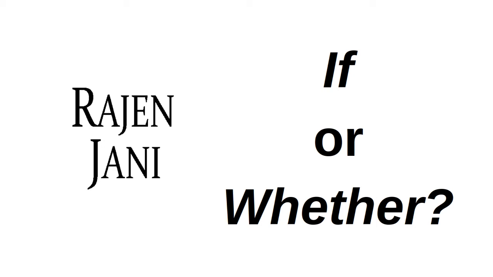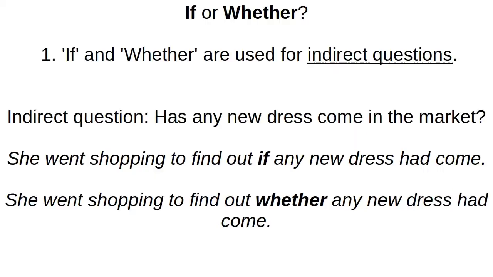Both the words if and whether are used to answer indirect questions. For example, supposing there is an indirect question, has any new style of dress come in the market? This is an implied question. Indirect question means an implied question. It is not explicit. It is not stated. It is implied. And it is implied within the statement.